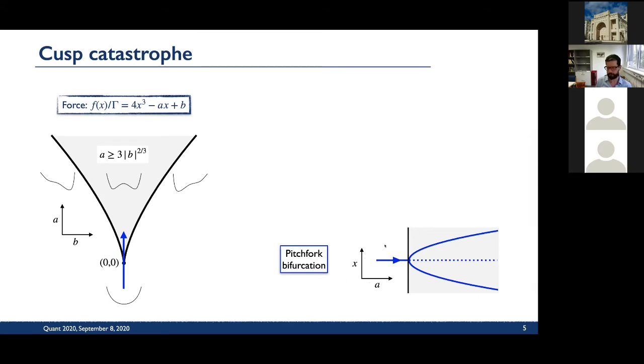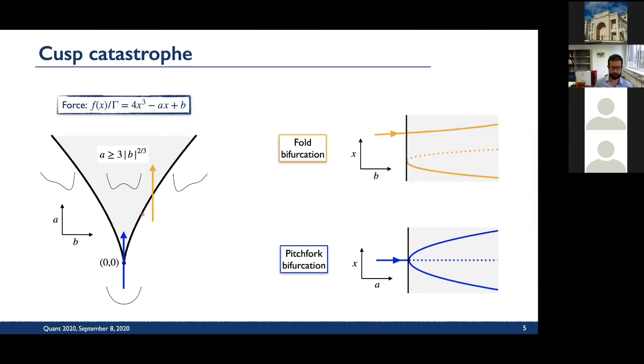For example, if you go through the center of the cusp, then you get this pitchfork bifurcation, which I showed already in the buckling. Down here, you have a single minimum. Once you hit this point, you get this bifurcation. And up here, you get 2 minima, separated by an unstable point, which is the point here in the middle. But you could also go through this system somewhere on the side here, and then you get a fold bifurcation.